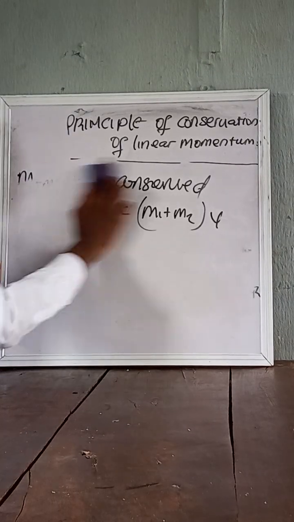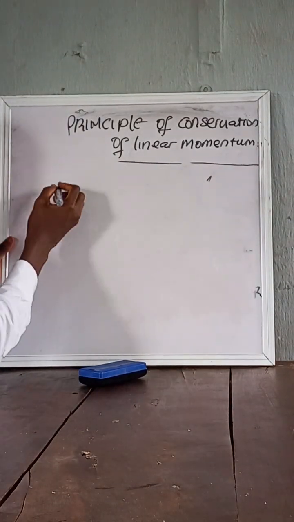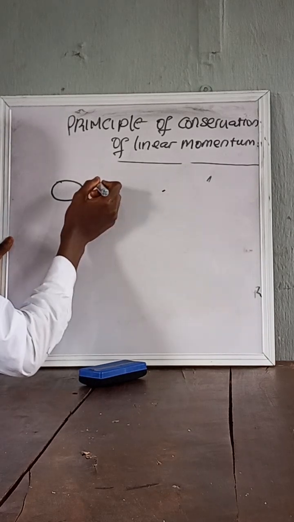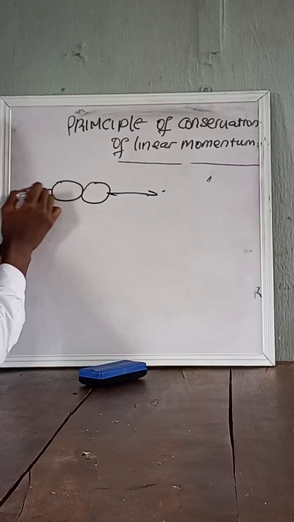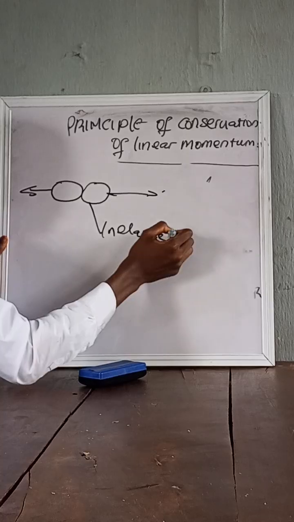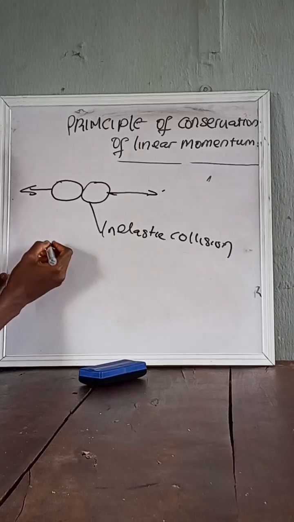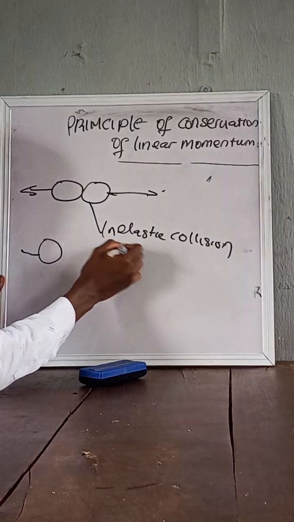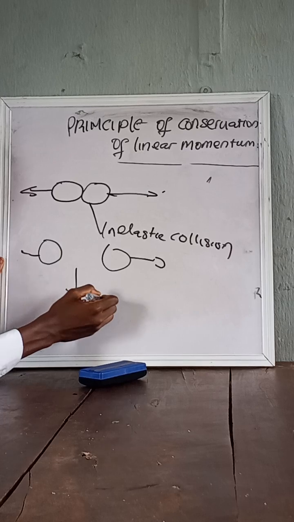This is also the diagrammatic expression I'm trying to explain. When we have a particular ball like this, once they collide and stick, this is a typical inelastic collision. But in elastic collision, once they collide, there is still a space as they separate. So this is the typical elastic collision.